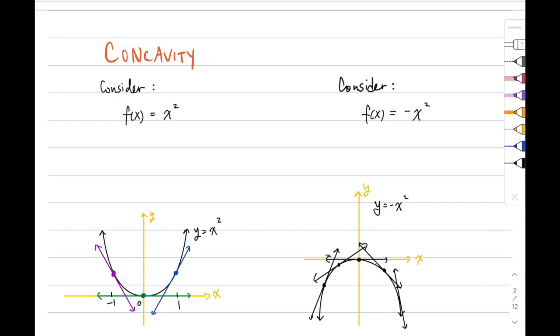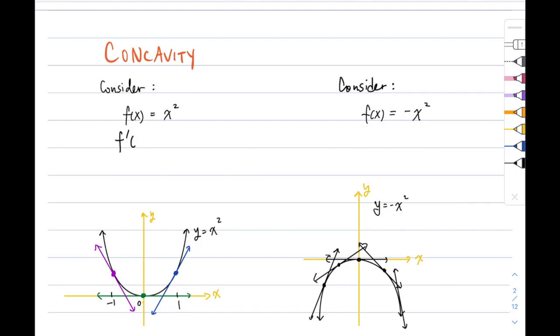Okay, so I want us to consider two functions. The first on the left here, y equals x squared, and then on the right here, y equals negative x squared. So let's first take a look at y equals x squared. I've drawn 3 tangents here. One's in purple, one's in green, and then another one in blue. And these 3 tangents just represent the slopes of the curve at x equals -1, x equals 0, and x equals 1. And what I want us to do first is just find the slopes of the curve.